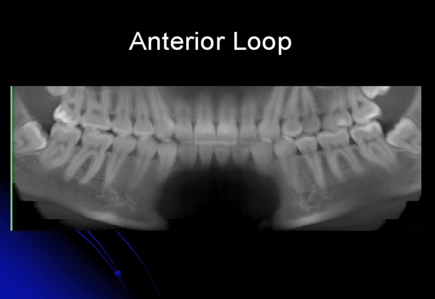Sometimes the canal, the mental nerve, doesn't just come out of the mental foramen. There may be actually a loop, and some may call it an accessory canal in the anterior mandible. That can be very important for implant placement. You don't want to be putting an implant somewhere where there's an anterior loop, and it can loop down, it can loop up.